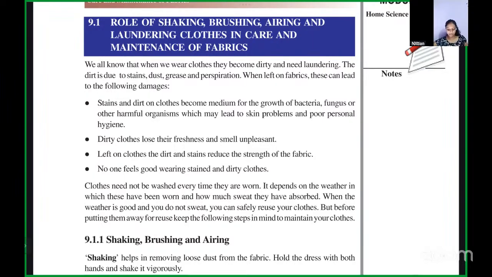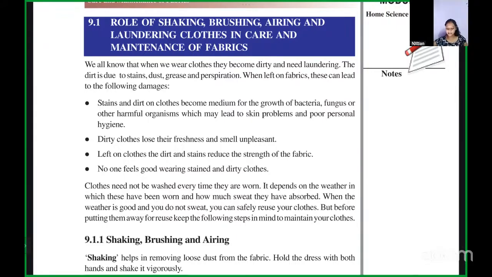We all know that when we wear clothes, they become dirty and need laundering. What is laundering? Washing clothes. The process of cleaning the clothes, the process of washing clothes. That is laundering. But it is not just about washing. In this chapter, it is a broad term and consists of not only washing, but also drying and storing the clothes. Okay, the whole process.